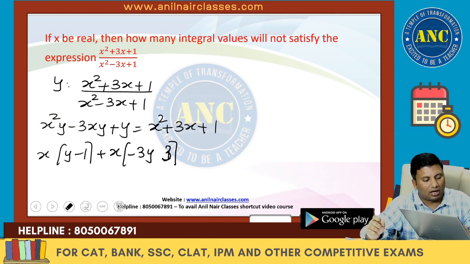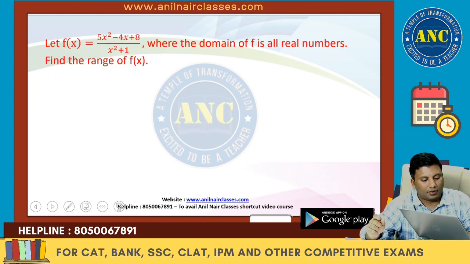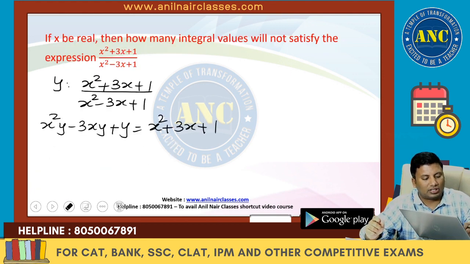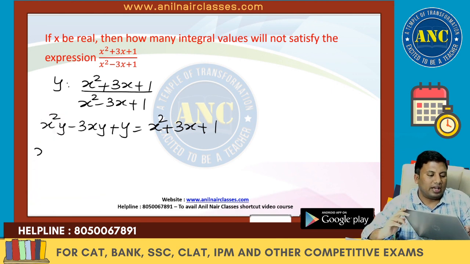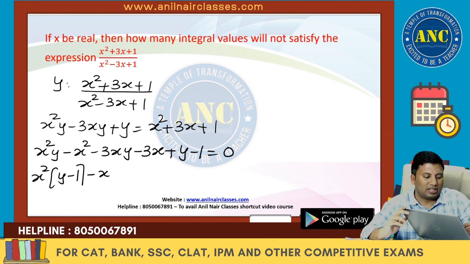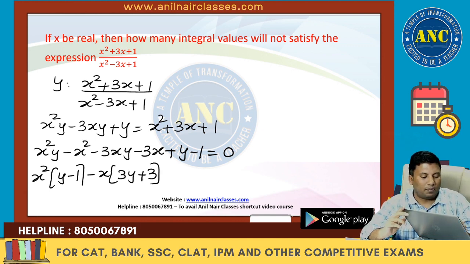I think we will write it again. We will write it so that we will not make any silly mistakes. This is nothing but x square y minus x square minus 3xy minus 3x plus y minus 1 equals 0. x square into y minus 1, minus x into 3y plus 3, plus y minus 1 equals 0.